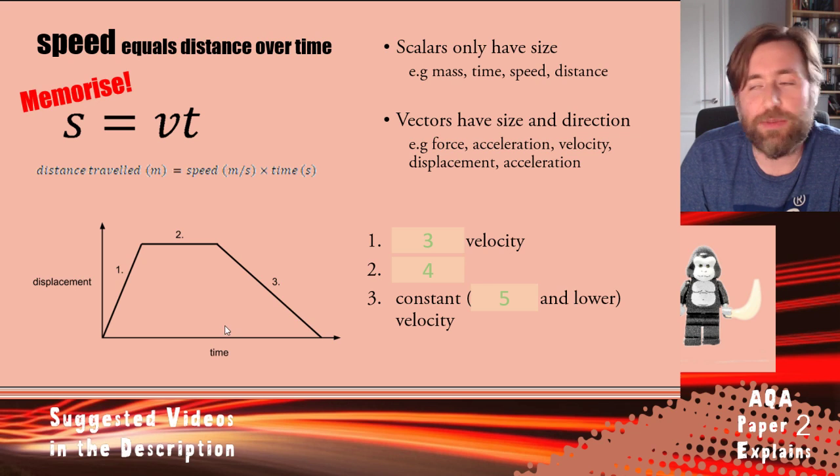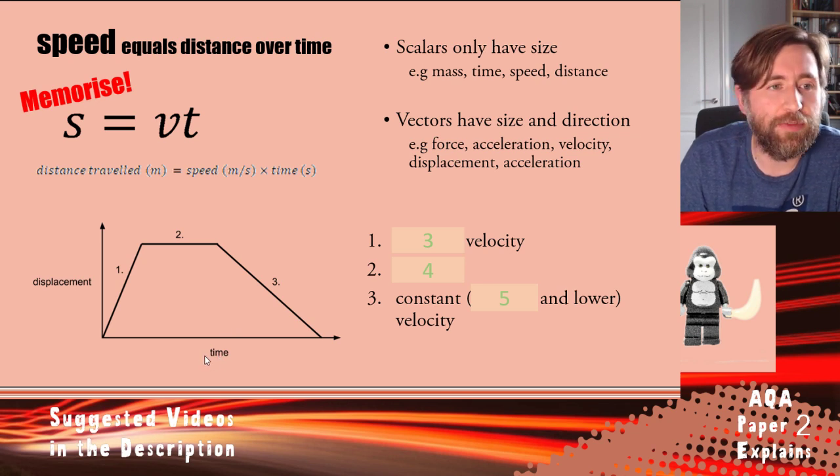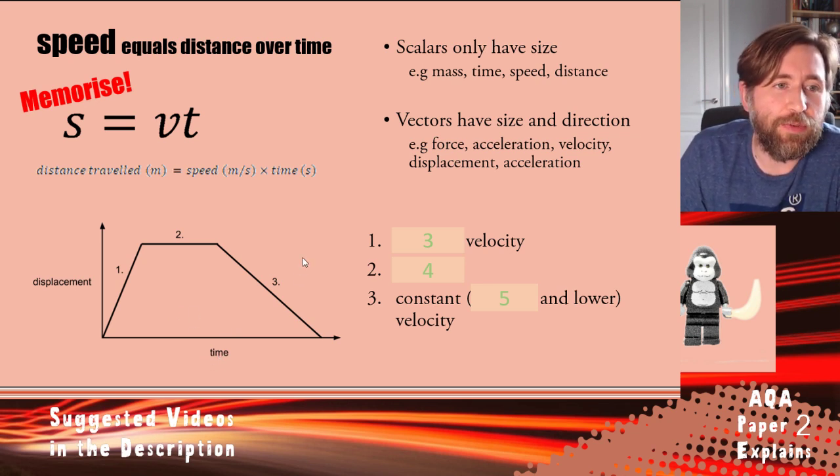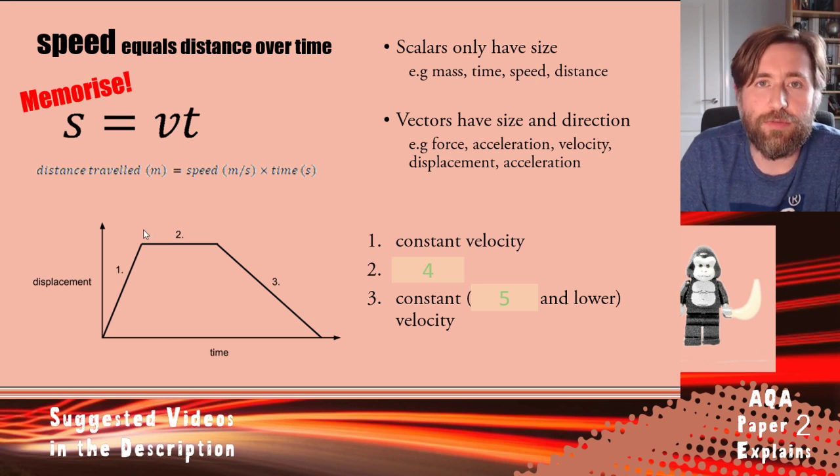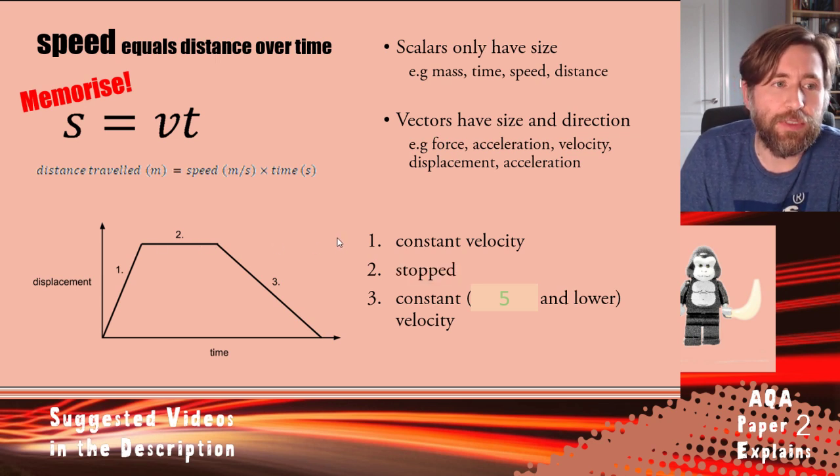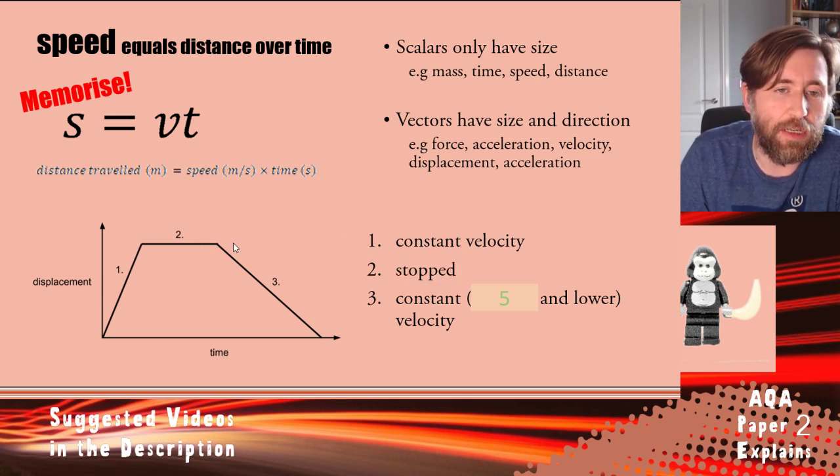Now, on a displacement-time graph, down here in the bottom left of the slide, the first one, a constant gradient, is a constant velocity. The second one is actually stopped, because the displacement isn't changing as time goes forward.